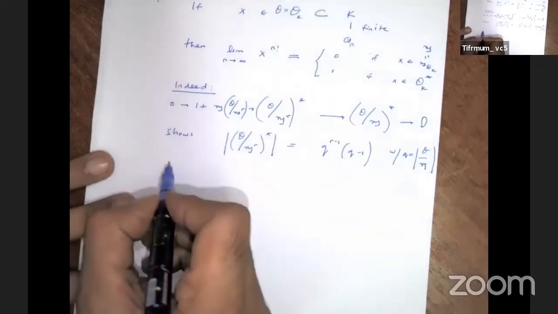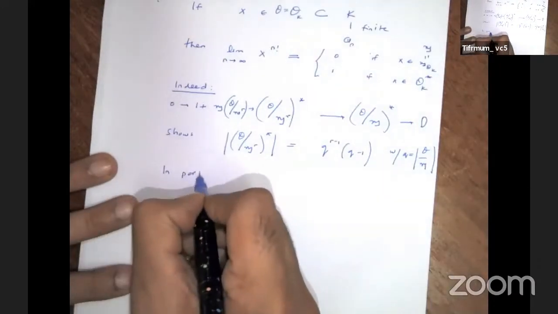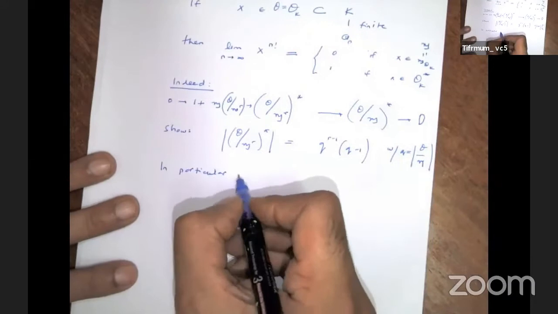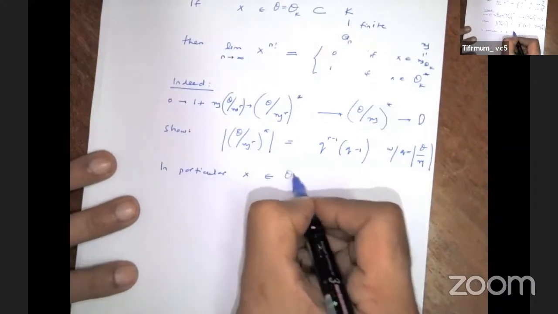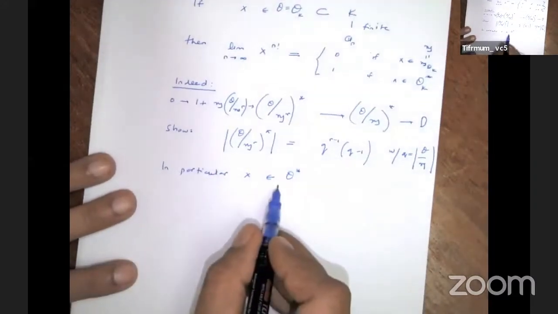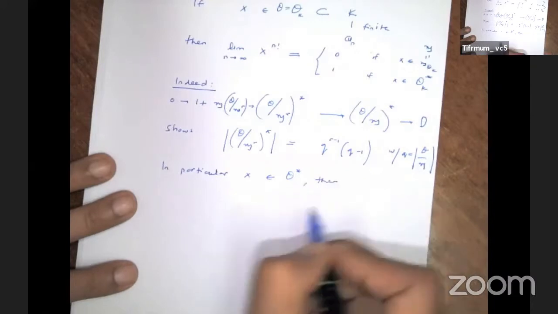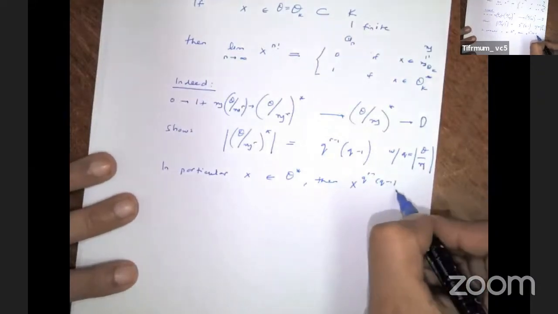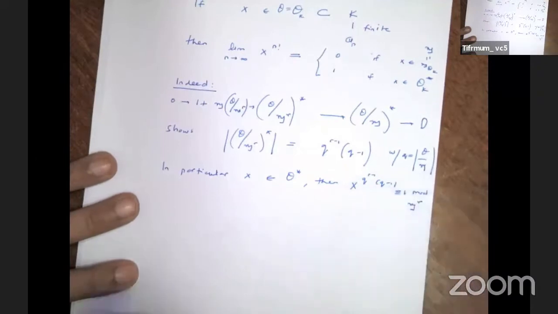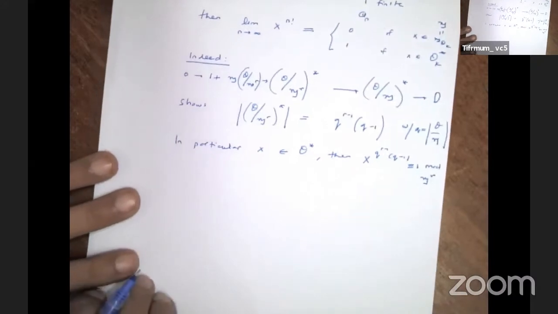Okay, so in particular, if you raise any element to the cardinality of the group, you of course get something trivial. So if you take x in O star, then x to the cardinality q minus 1 is 1. I mean, it's 1 modulo m to the r. Okay, so this is the first observation I want to make.